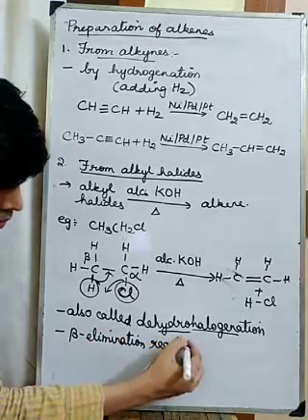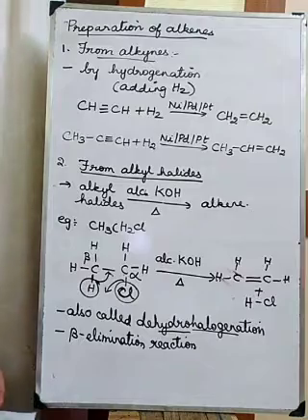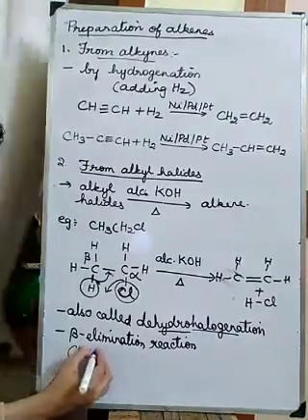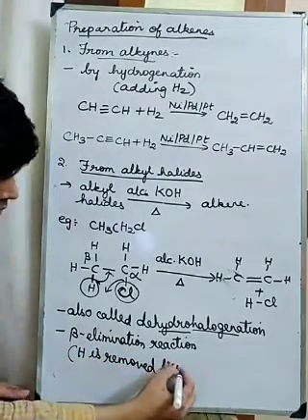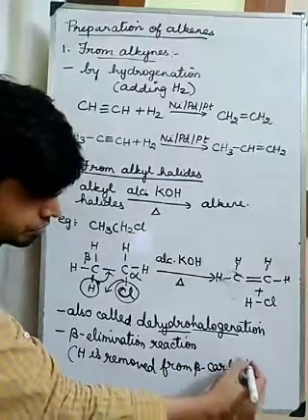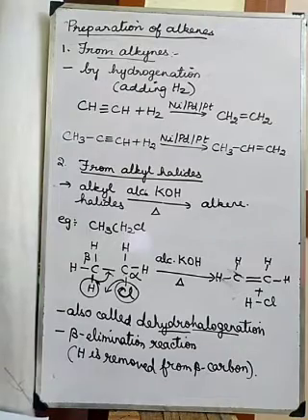What is the other name for this reaction? Beta elimination reaction. Why is it called beta elimination reaction? Because hydrogen is removed from the beta carbon. Understood these two methods? The remaining methods we will continue tomorrow.